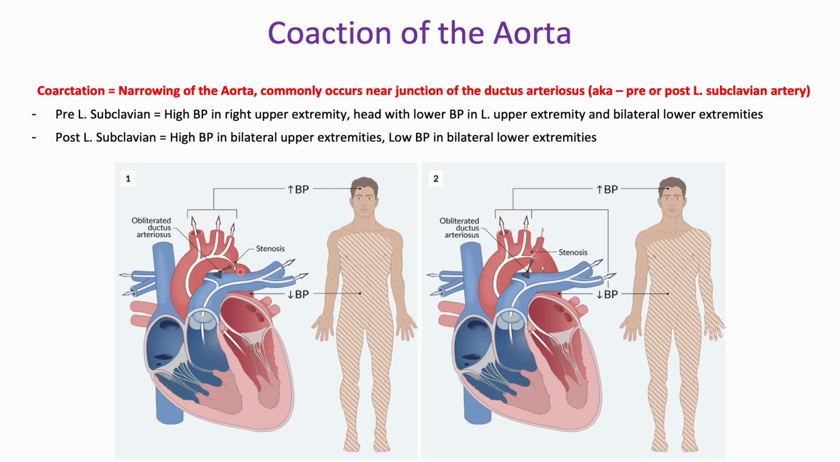If the stenosis happens after the left subclavian, so now you've got blood flowing through the aorta, it's going to the upper limbs, it's going to the head, but now it can't go down to the lower limbs.